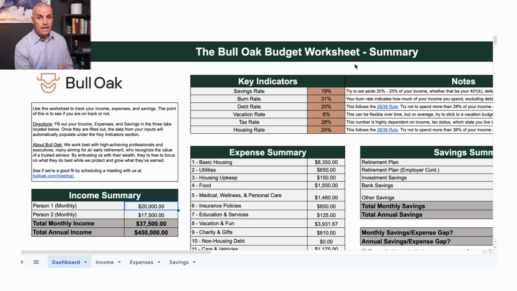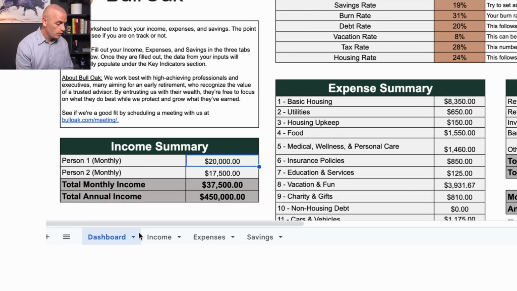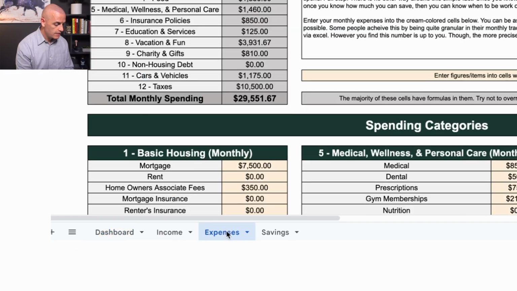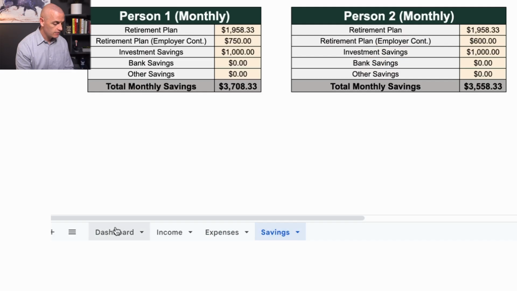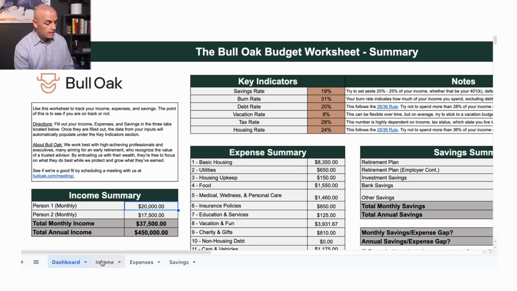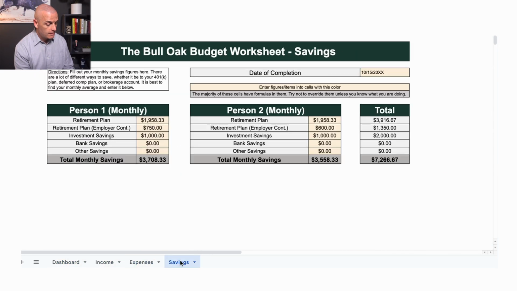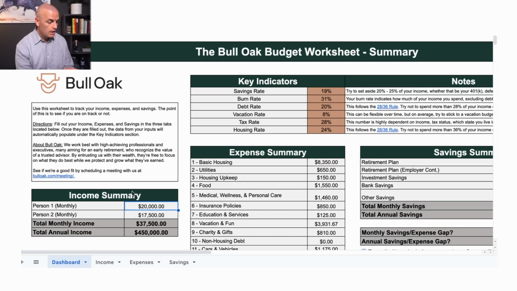So to begin, there's 4 tabs that you need to be aware of. There's dashboard, there's income, there's expenses, and then there is savings. So the income tab, the expenses, and the savings tabs, they all feed into this dashboard tab right here. So whatever numbers you put in, it's going to give you the output over here.